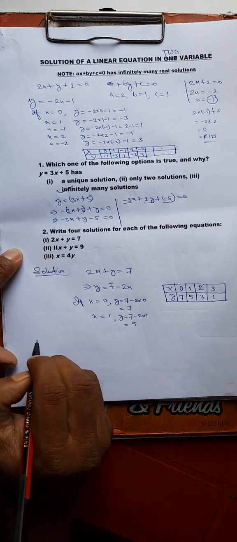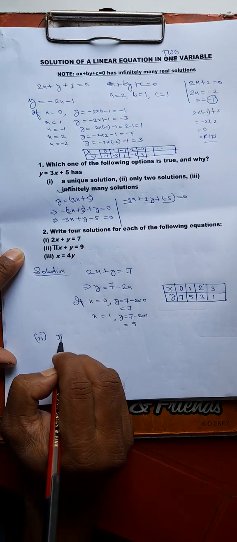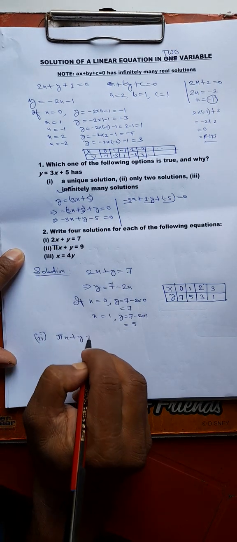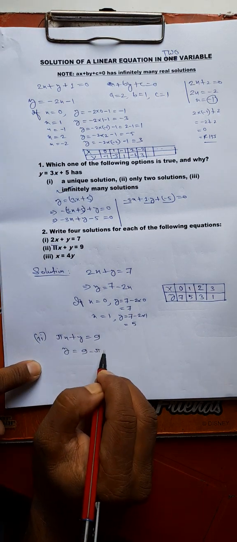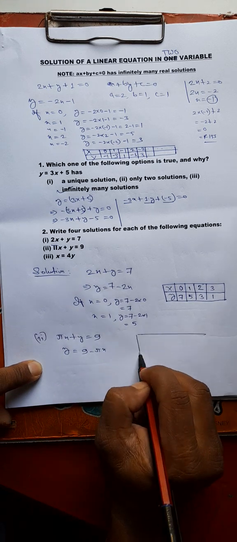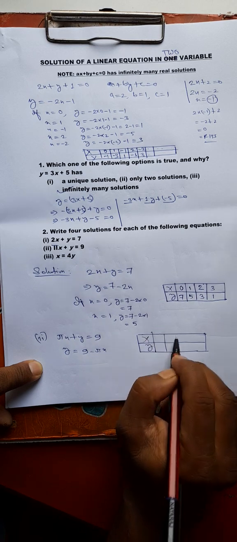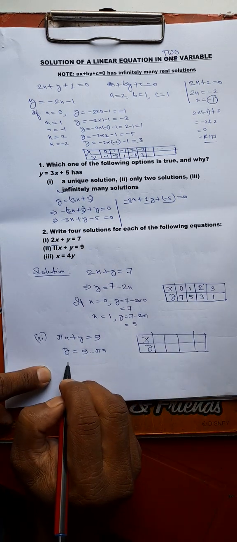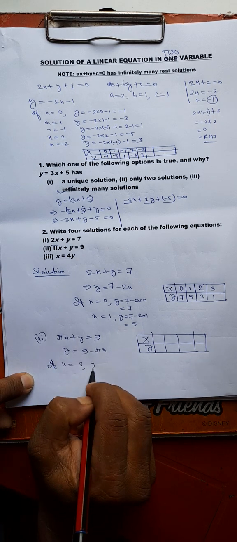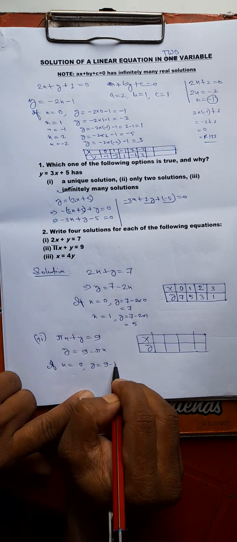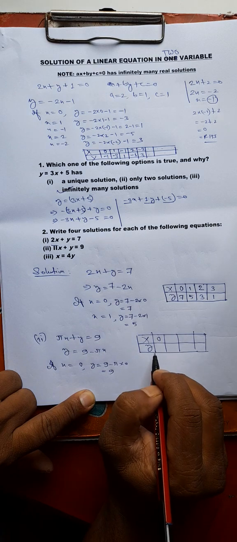Similarly, suppose question number 2, this is pi x plus y equal to 9. Now y equal to 9 minus pi x. We have to find 4 pairs of solutions for this equation x, y. Now what is y if x equal to 0? If x equal to 0, y equal to 9 minus pi into 0, that means 9. So if x equal to 0, y equal to 9.